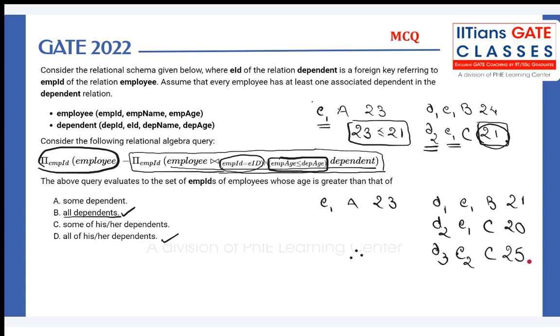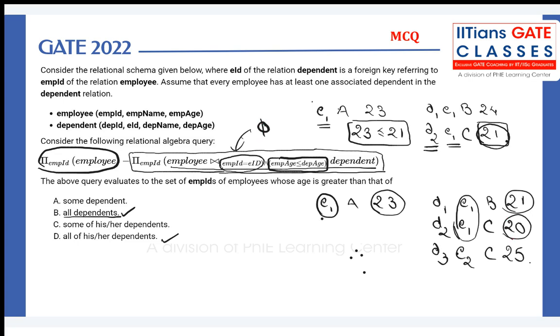What does the inner query answer in this case? What does this query answer? The right hand side. Will you get E1 here? No, right? These are the employees E1. You are joining with E1. But is their age less than or equal to the dependent's age? No. So you will get empty.